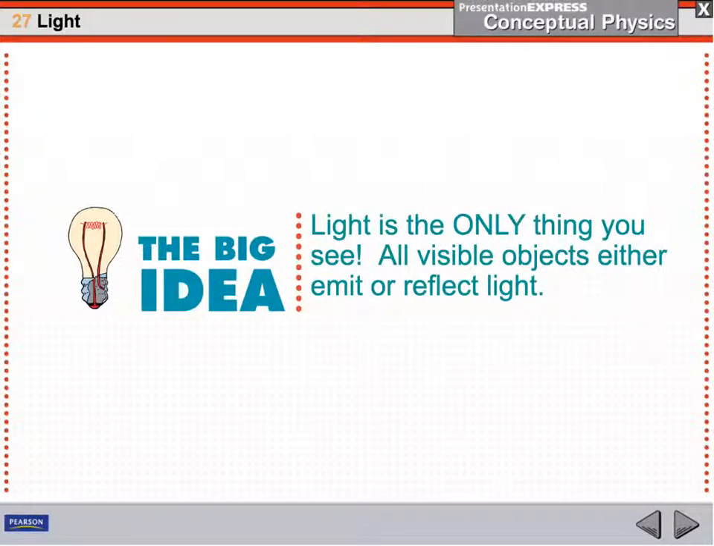Okay, welcome to the chapter on light. This will have two parts. So this will be part one. Light is the only thing you see. All visible objects either emit or reflect light.